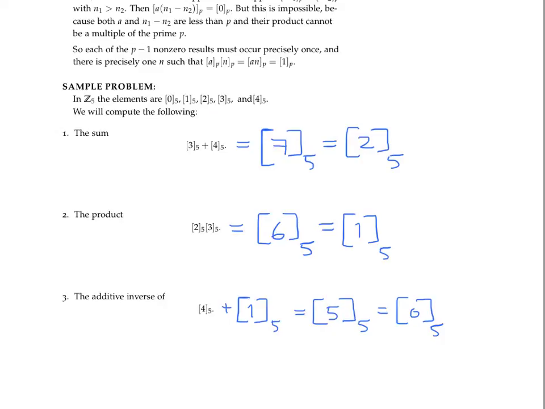If we take 4 in Z5 and we add 1 in Z5, we end up with 5. But there is no 5 element. In fact, 5 is just equal to 0. So we're looking for what element in Z5 can you add to 4 and get 0, and that's going to be this guy right here, 1.